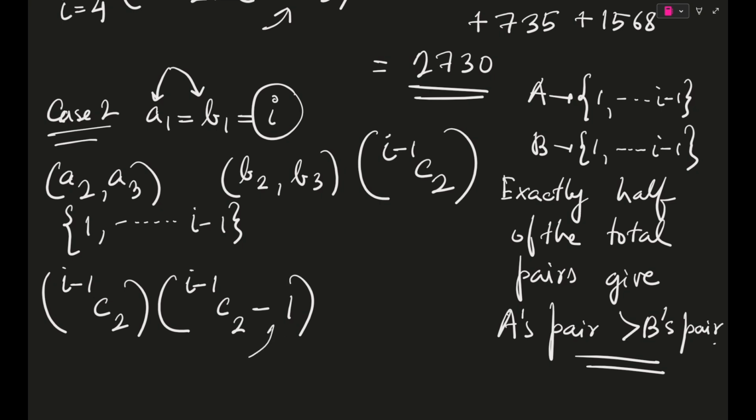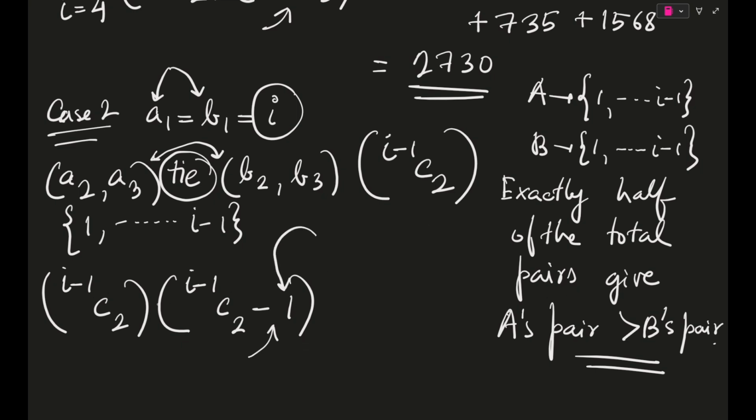Why this minus 1? Because if there was nothing to exclude, it would have become I minus 1 C2 whole squared. But we have to exclude all those cases where this pair and this pair are having a tie. I hope you understand what tie means, where both of them are equal. To exclude that, we have included a minus 1 in this particular bracket, because exactly half, right?